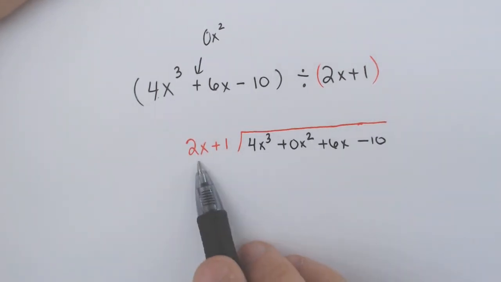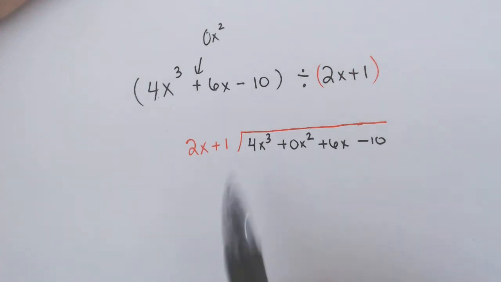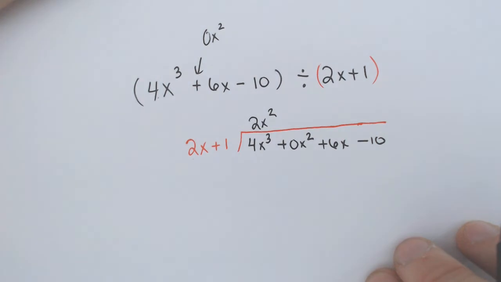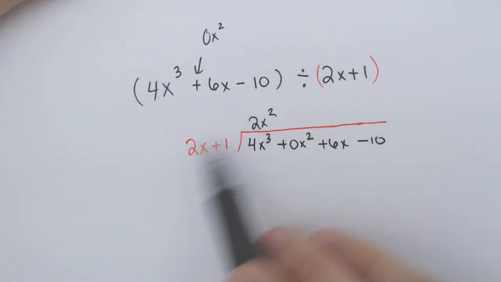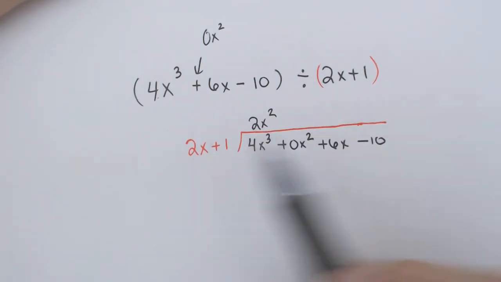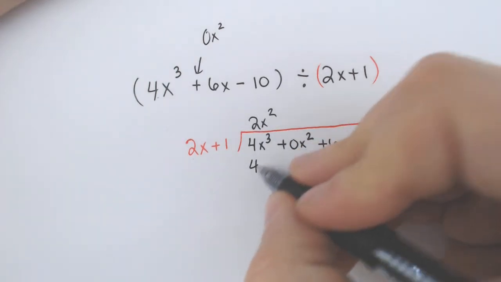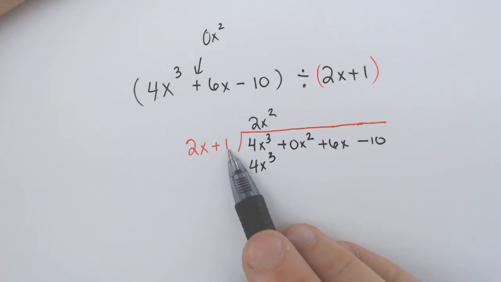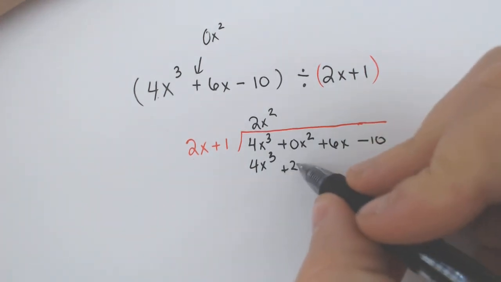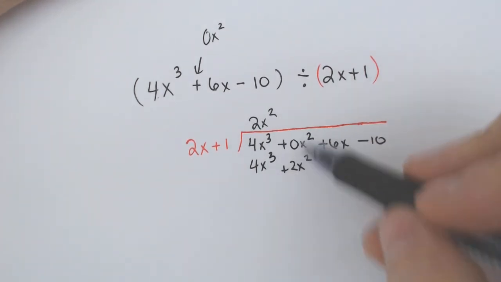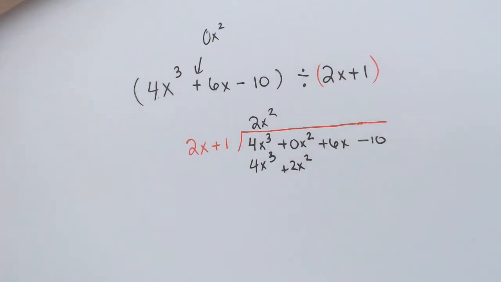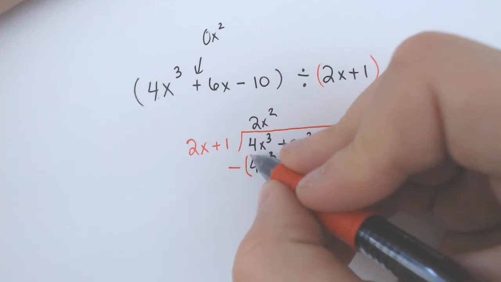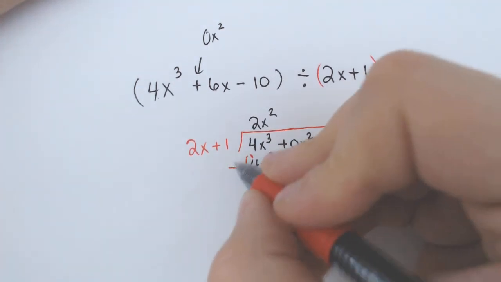So 2x times what makes 4x to the third? Well, 2x times 2x squared makes 4x to the third. And we take that number and we distribute it with both of these. So 2 times 2 makes 4x to the third. 2 times 1 makes 2x squared, which is why we needed that 0 term. Then we distribute the negative, change the sign, add straight down.